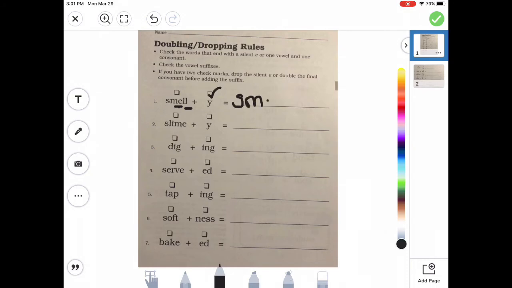So I'll put smell and then add that Y for E, smelly. How about the next one? I've got an I, sneaky E, so slime. So since it has that sneaky E, I'm going to check that box. And then remember, Y is counted as a vowel suffix. I'm going to check it. So I've got two check marks. So put it together. Drop that silent E because it's silent anyway. And then add that Y.